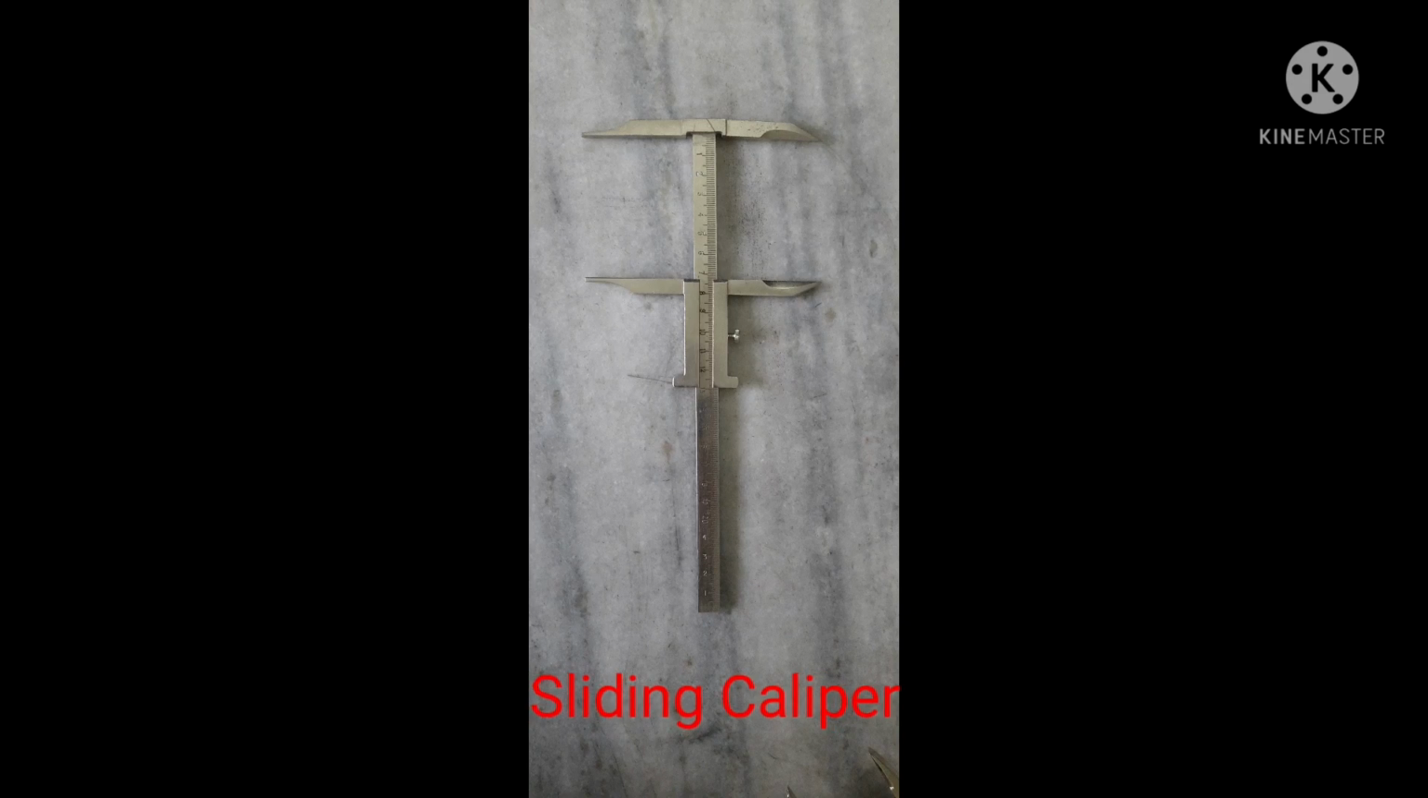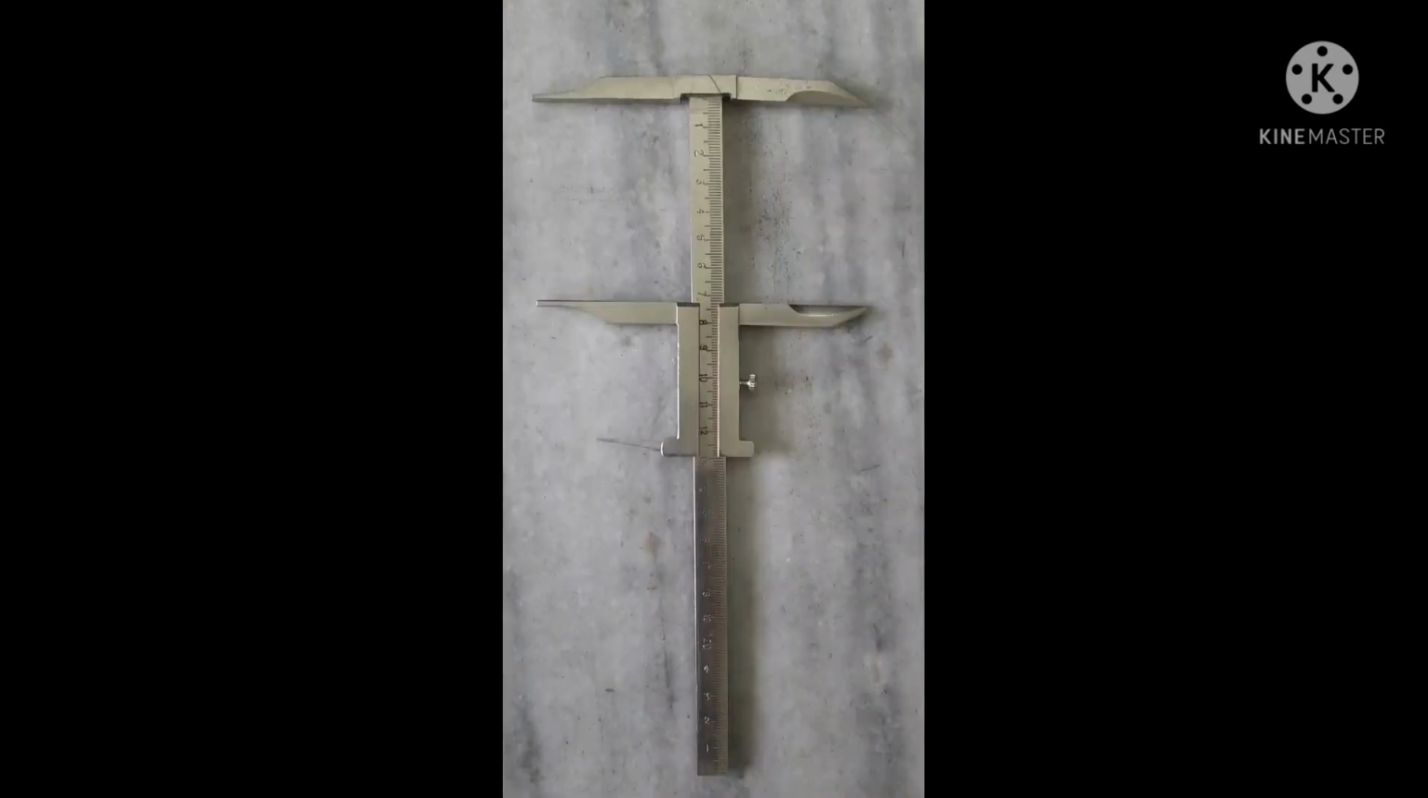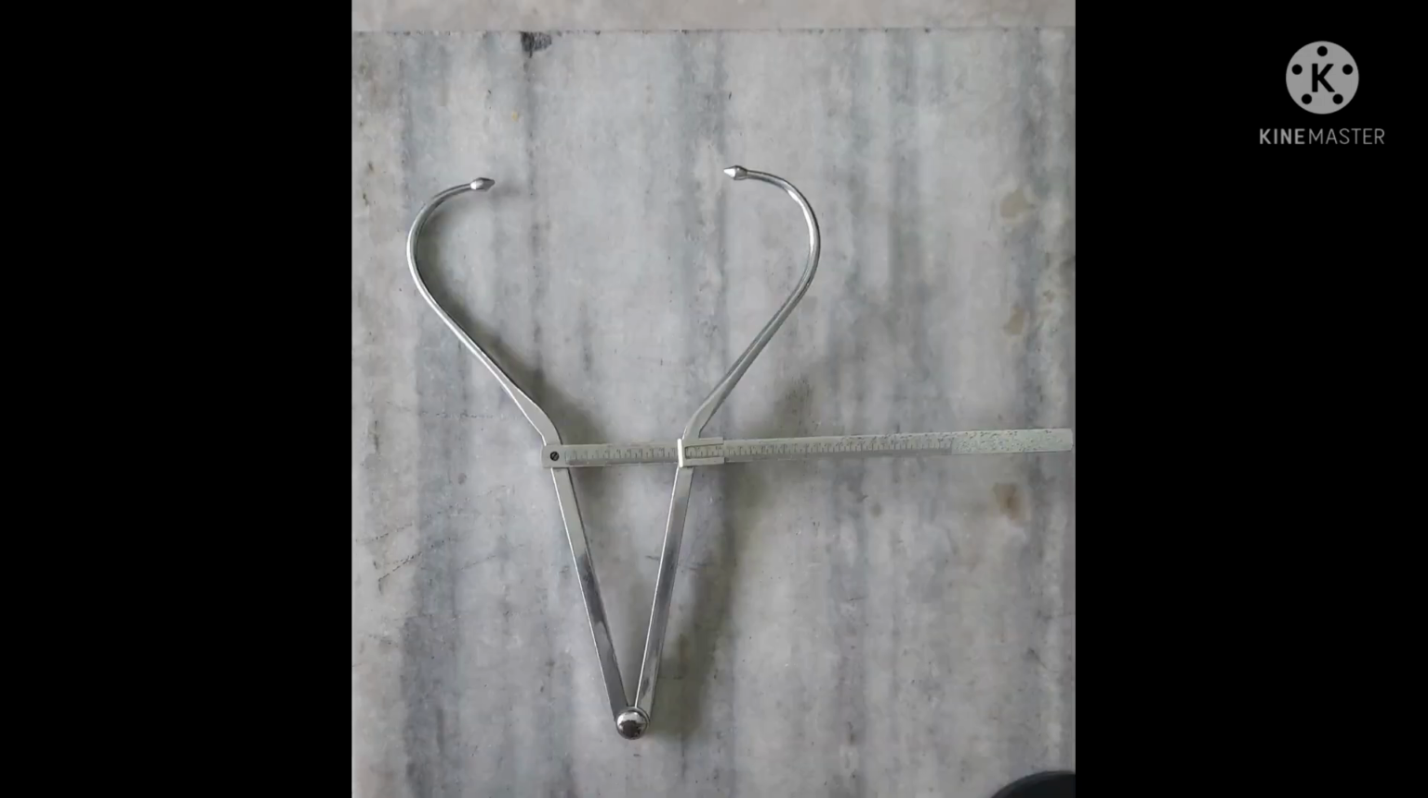Sliding caliper. The sliding caliper is used for measuring breadth of short distance. The fixed and sliding arm have both sharp and blunted edge. The sharp edge and blunted edge are for measurement on skeleton and living human being respectively.